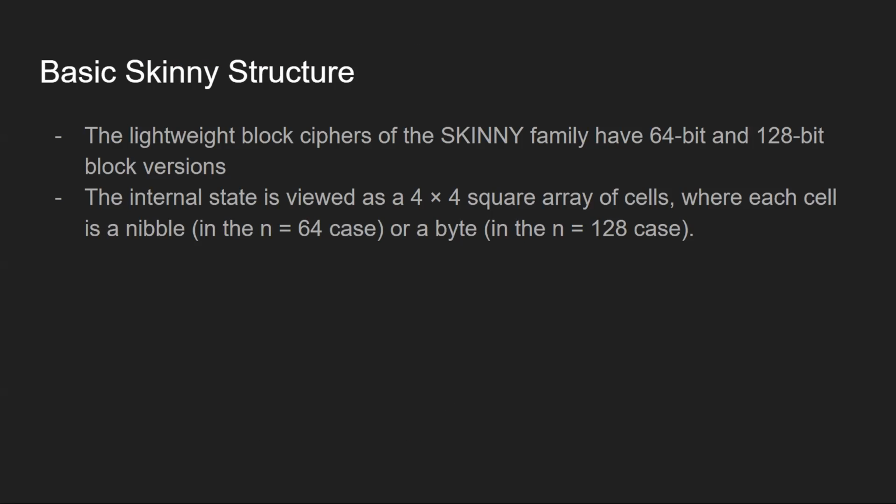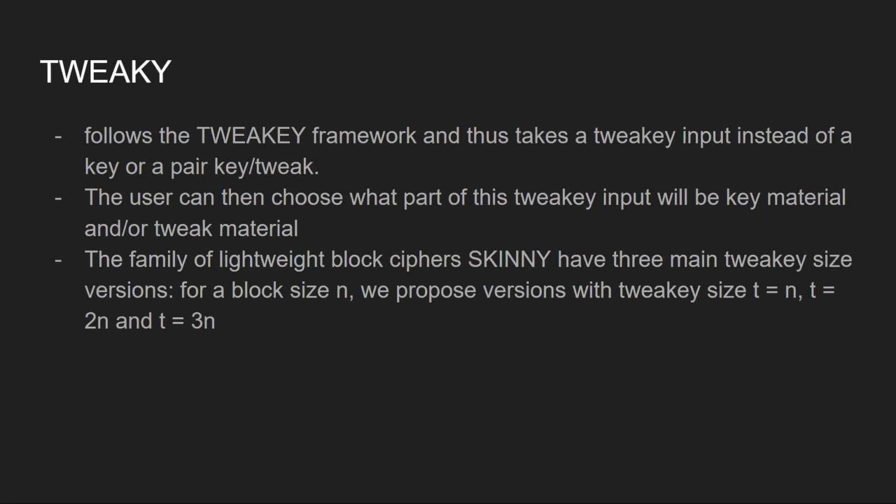Okay, so I'm going to be talking about the basic Skinny structure that Romulus uses. Skinny is a lightweight block cipher with either 64 or 128 bit blocks. The internal state is viewed as a 4x4 square array of cells, where each cell is either a nibble if n equals 64, or a byte if n equals 128. This is also called a tweakable block cipher.